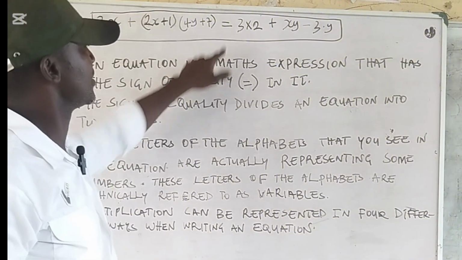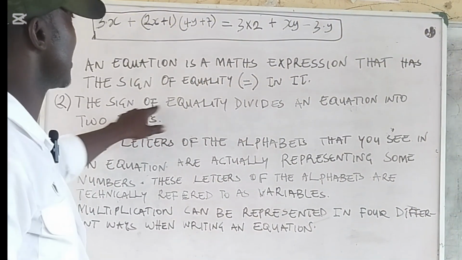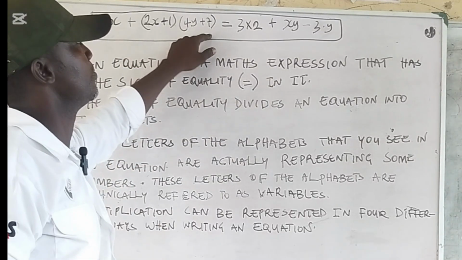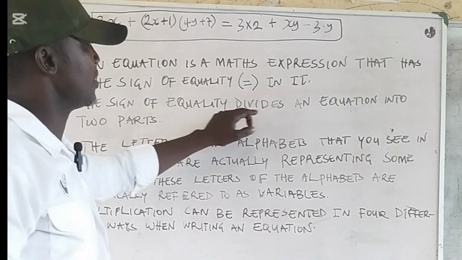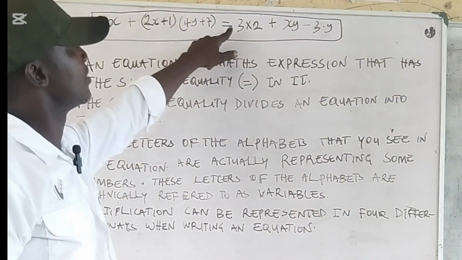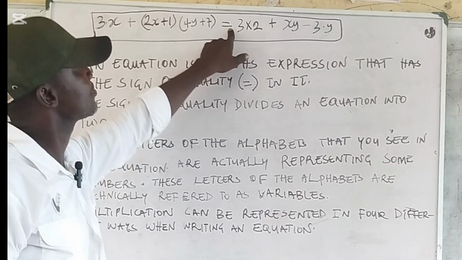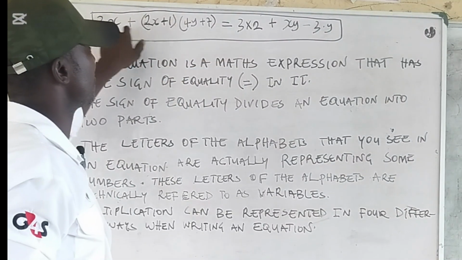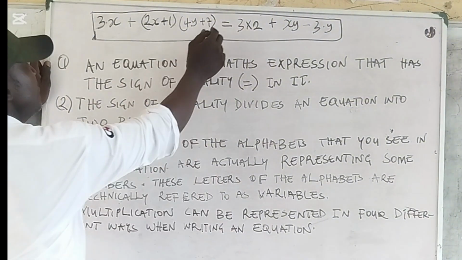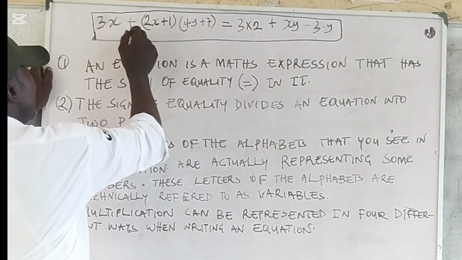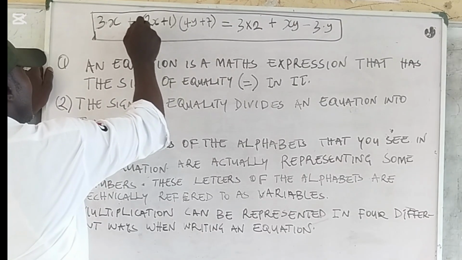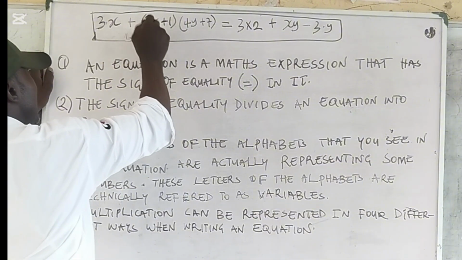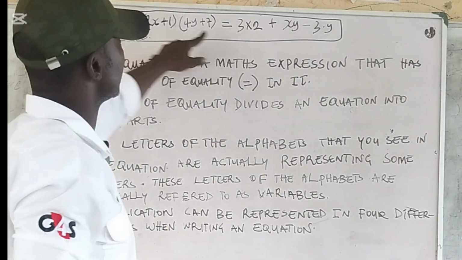Now, let's work with the second fact about math equations. The sign of equality divides the equation into two parts. Let's use this example on the board to explain what we mean. This is where the sign of equality is. Every expression that is to the left of the sign of equality is known as the left-hand side. So from here to here is the left-hand side. Oh, my marker is not writing. Let me abbreviate it as LHS. The left-hand side of the equation starts from here.